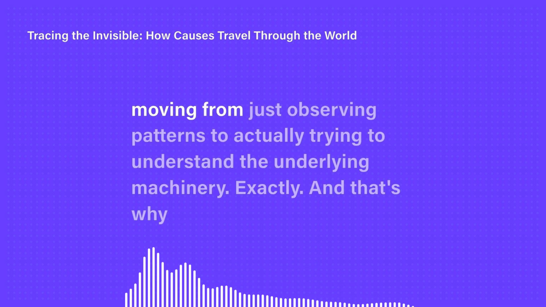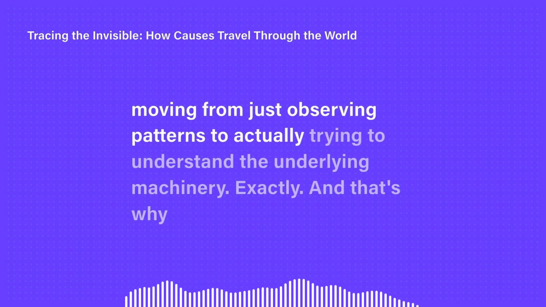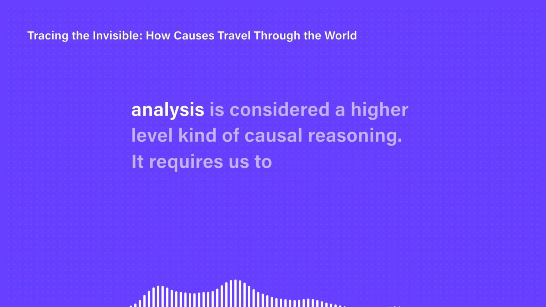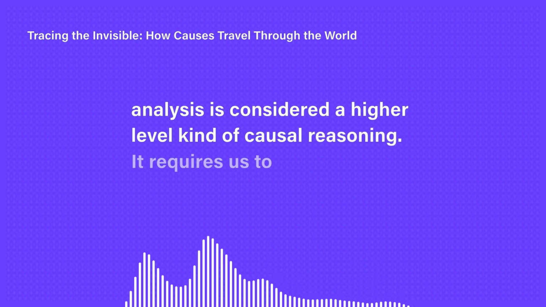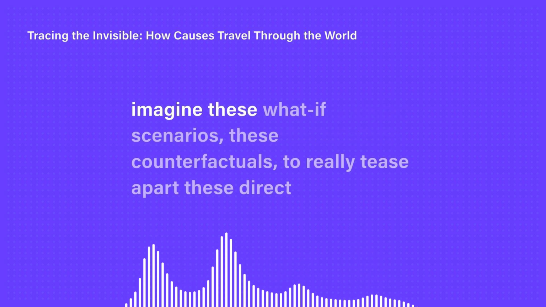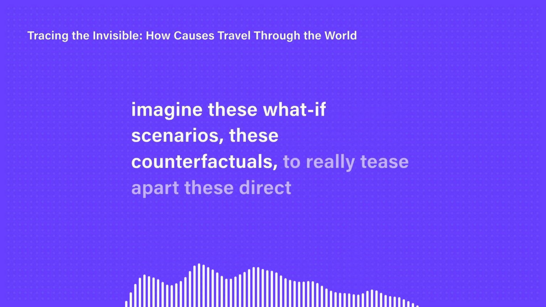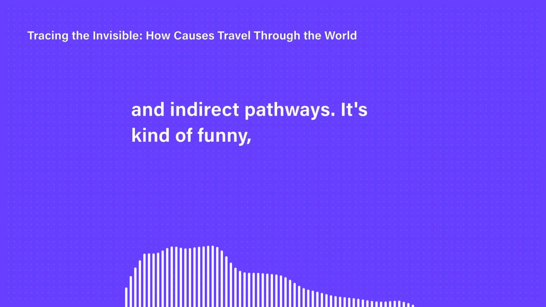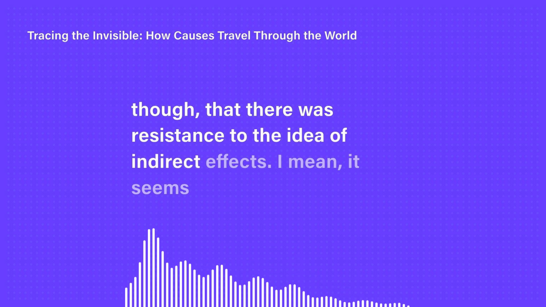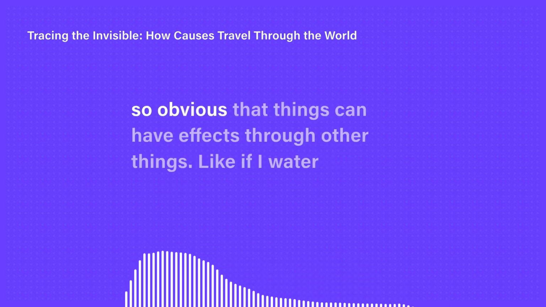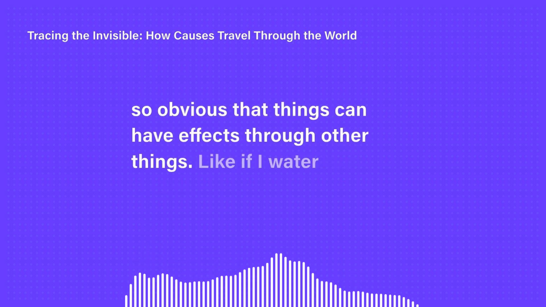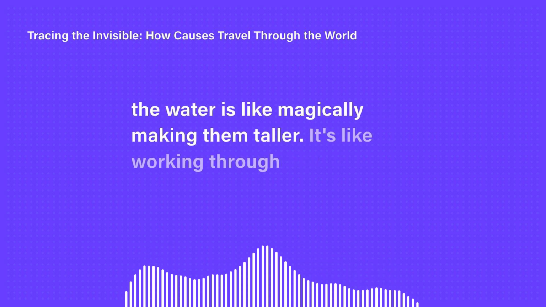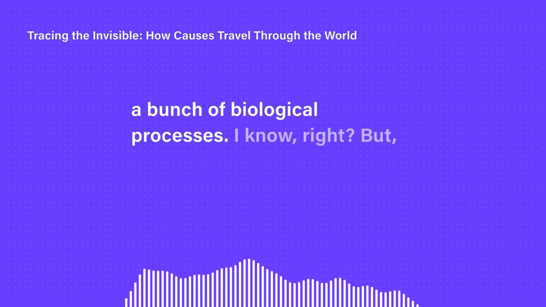So it's like we're moving from just observing patterns to actually trying to understand the underlying machinery. Exactly. And that's why mediation analysis is considered a higher level kind of causal reasoning. It requires us to imagine these what-if scenarios, these counterfactuals, to really tease apart these direct and indirect pathways. It's kind of funny, though, that there was resistance to the idea of indirect effects. I mean, it seems so obvious that things can have effects through other things. Like if I water my plants, they grow. But it's not like the water's magically making them taller. It's like working through a bunch of biological processes.